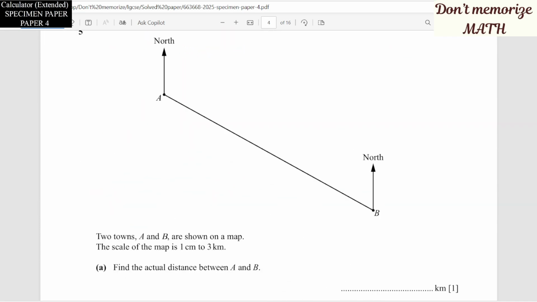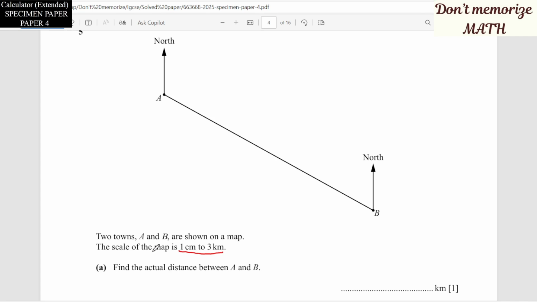Yes, question number 5: two towns A and B are shown on the map. You can see the map here, town A and town B. They have drawn a line like this, a north line. The scale of the map is 1 centimeter to 3 kilometer.